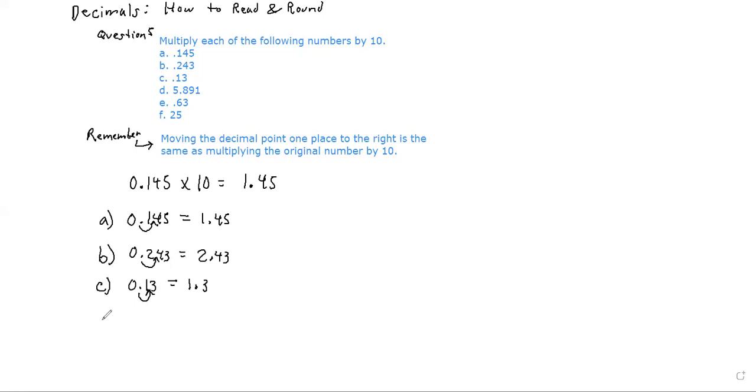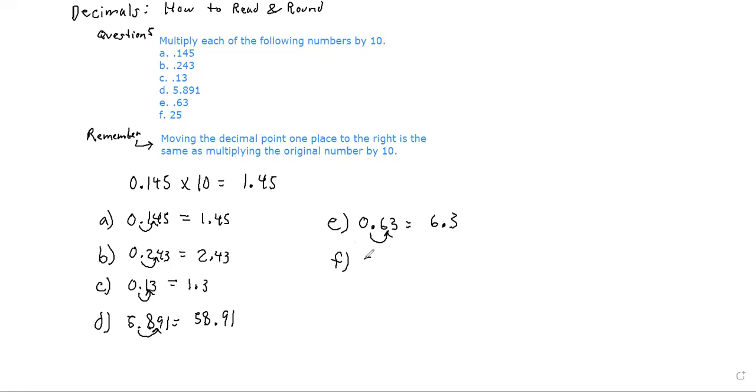For D, they give us 5.891. We're going to shift this decimal point to the right, and we're going to get 58.91. For E, they gave us 0.63. We're going to shift that decimal place to the right, and we're going to get 6.3. And for F, we're going to do the same thing.